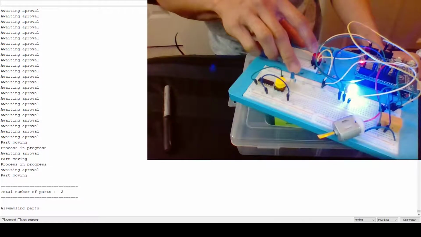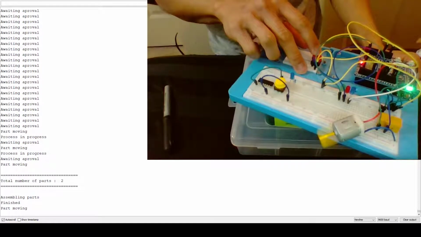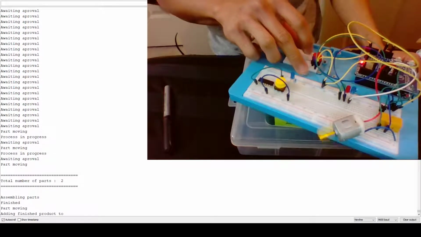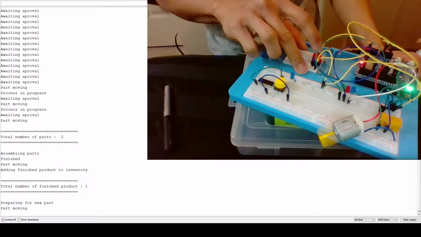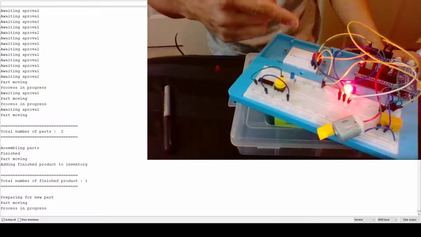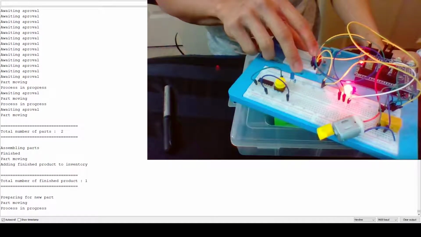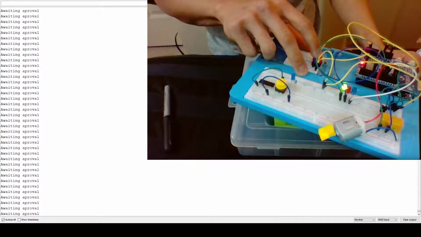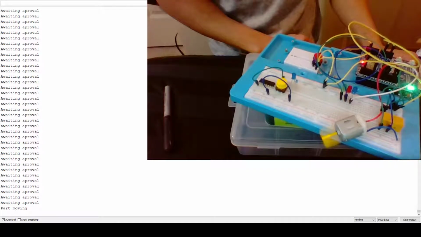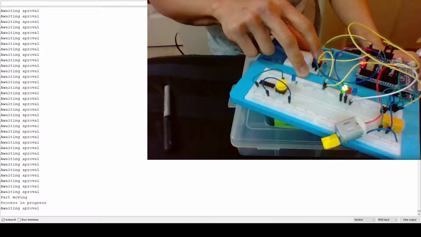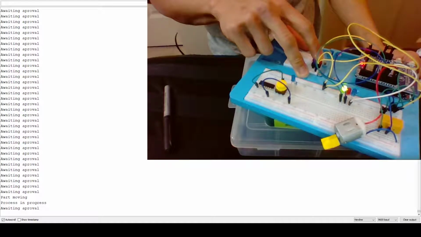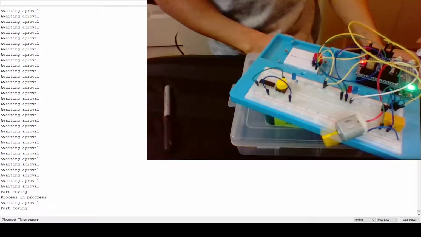Now the blue light comes on, signifying that we're assembling. And then we move the part to the inventory, and it states how many parts are in the inventory. And then it resets, going back to the beginning of creating part 1. Awaiting approval. Process is happening. Green light, waiting approval. I give approval.